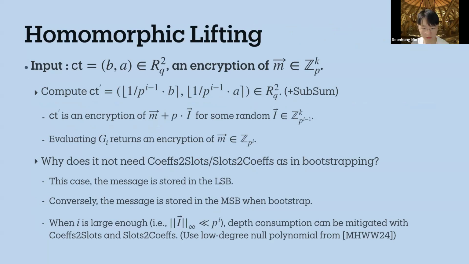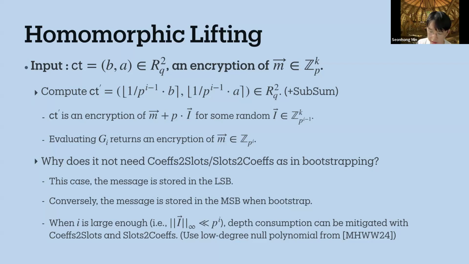So we came up with this homomorphic lifting method. Firstly, we scale the input ciphertext by 1 over p to the i minus 1. Then the new ciphertext CT prime is an encryption of m plus p times I, where I is some kind of random value. So we can simply evaluate the digit extraction polynomial to extract the message from the LSB. Then it concludes the homomorphic lifting method.